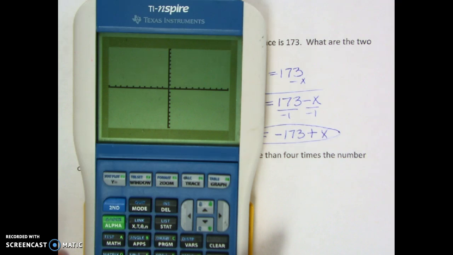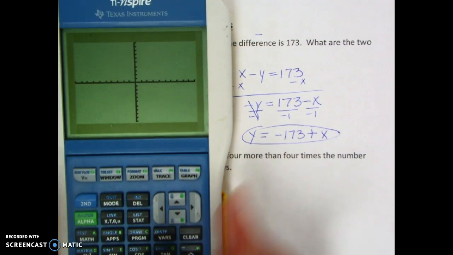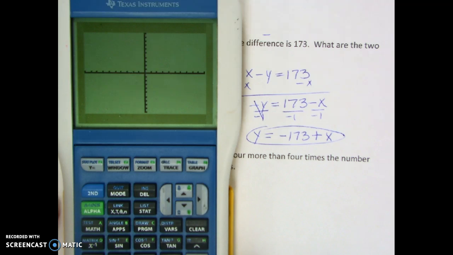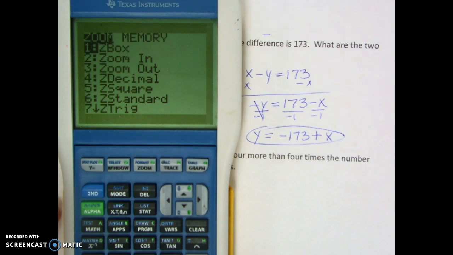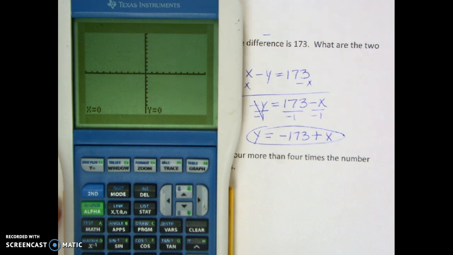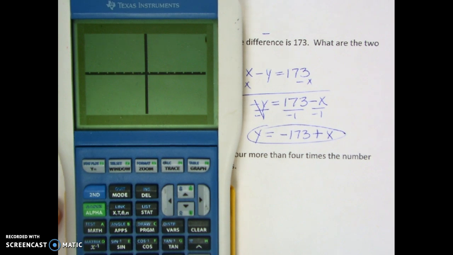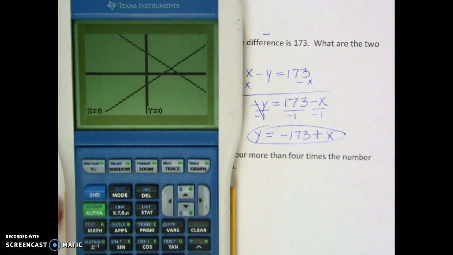And we don't see anything because these y-intercepts are so large. We will have to zoom out probably a couple times here before we can see our lines. There's one of them. There, we can see them. All right, so now we need to find the point of intersection so we can solve this.